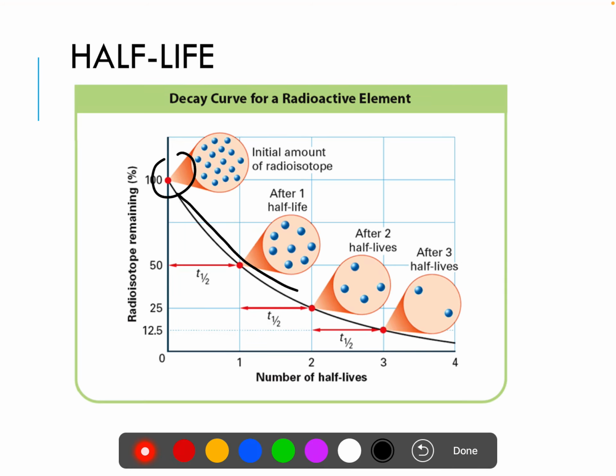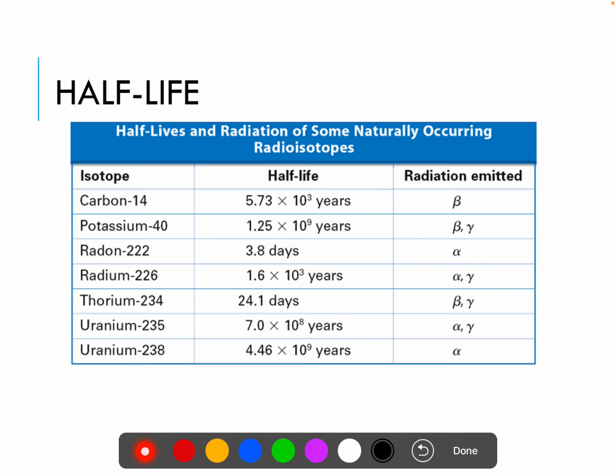So this is kind of what a curve would look like. After one half-life, you're going to have 50%. After two half-lives, now you're going to have 25%, which is a fourth of what you started with. And then 12 and a half, and so on and so forth. So it's always half of what was there at the beginning of the half-life you're focusing on.